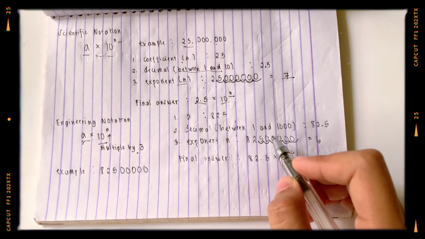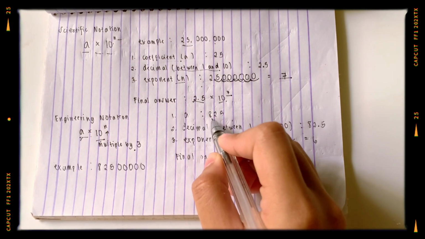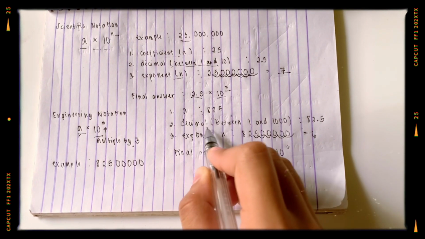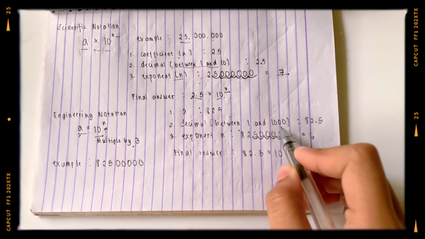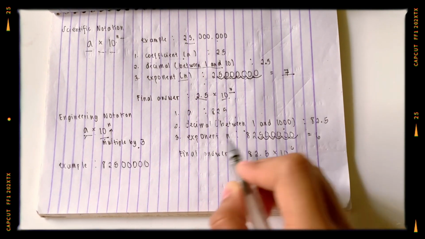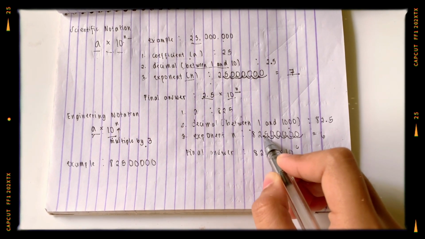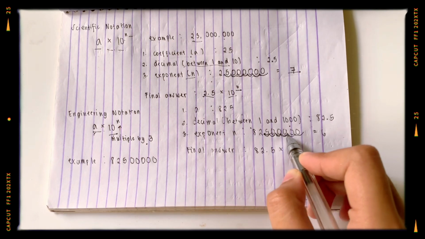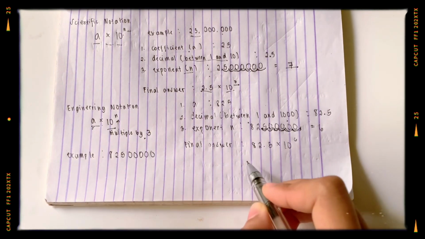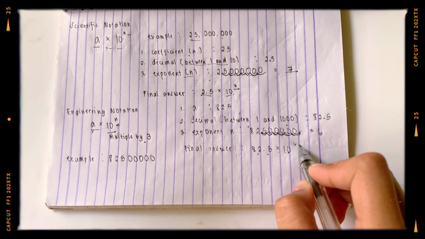First, let's identify the coefficient. In this case, it's 825. So we write this as a decimal between 1 and 1,000, so it will become 82.5. Next is to determine its exponent n. We count here 1, 2, 3, 4, 5, and 6. So our result is 82.5 times 10 to the power of 6.